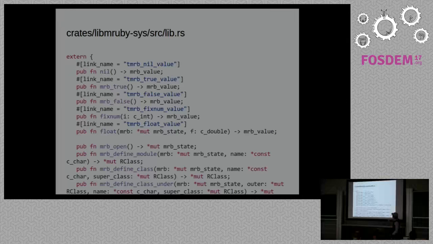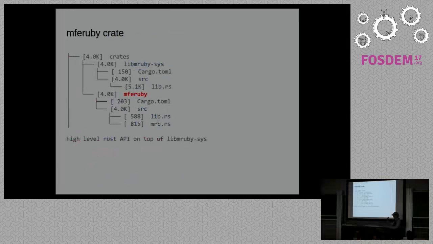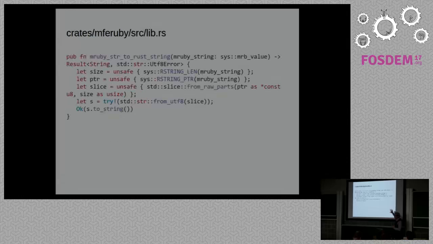And then we have this other crate called m4ruby, which is the higher-level abstraction that sits on top of this. And so the reason to create this is because you don't want to actually make all these method calls every time you're doing a bunch of things. And so you can create these higher-level function calls that actually wrap all the unsafe code and allow you to just call proper Rust code.